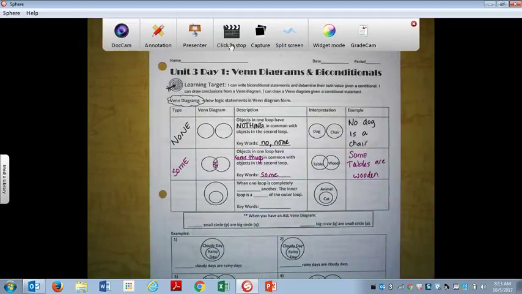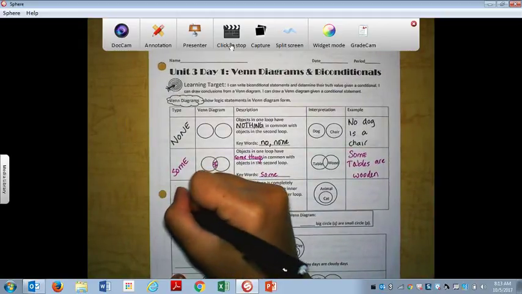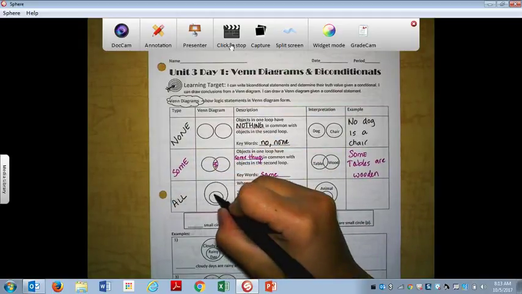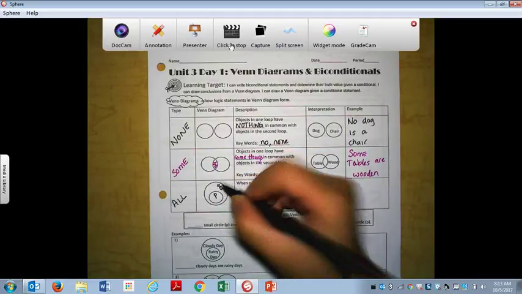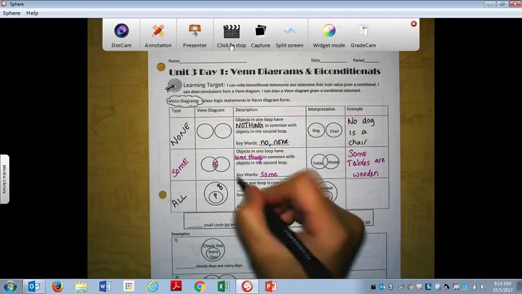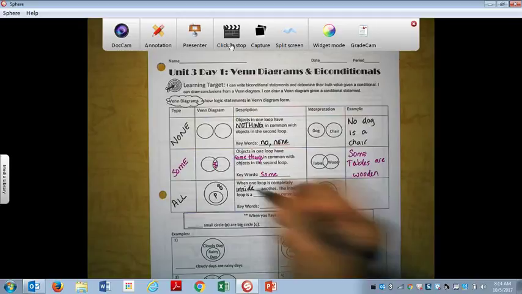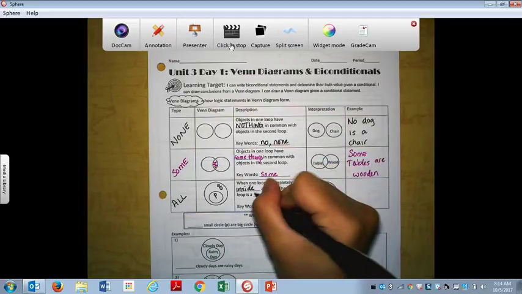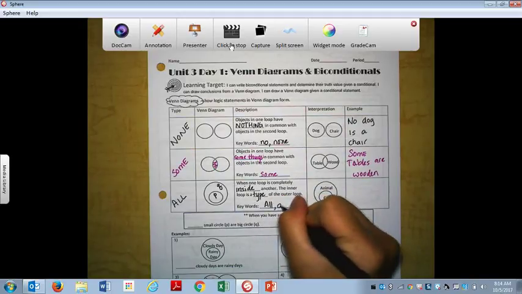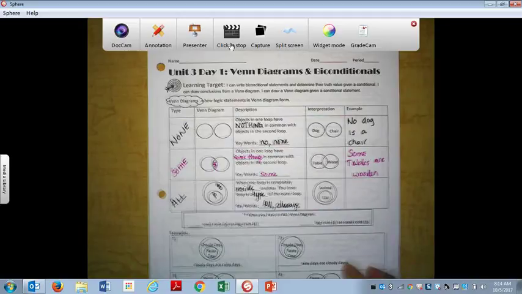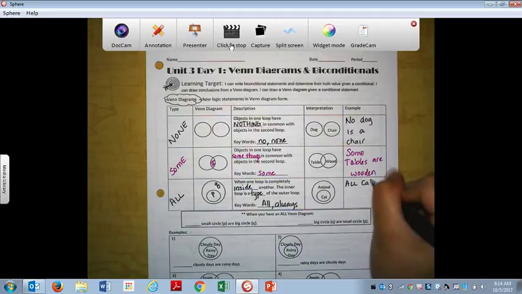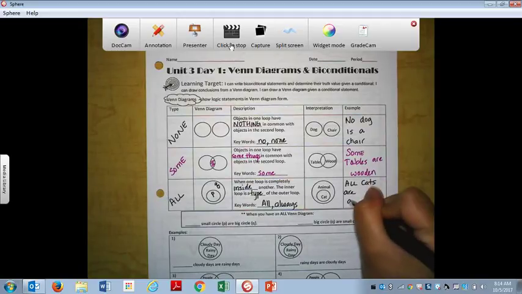Next thing is all. It's important to recognize that when you have an all diagram, the little circle is your P and the big circle is your Q. It's when one loop is completely inside another. The inner loop is a type of the outer loop. So all, always. Looking at this, you can say that all cats are animals.